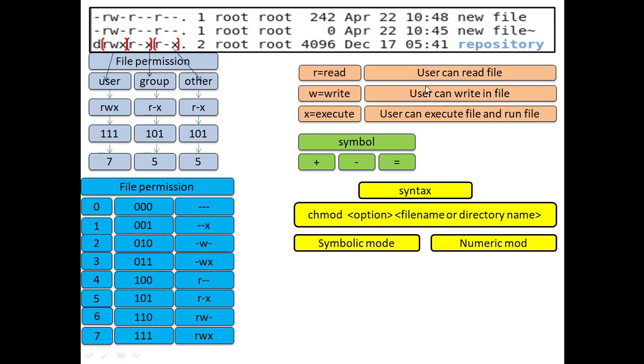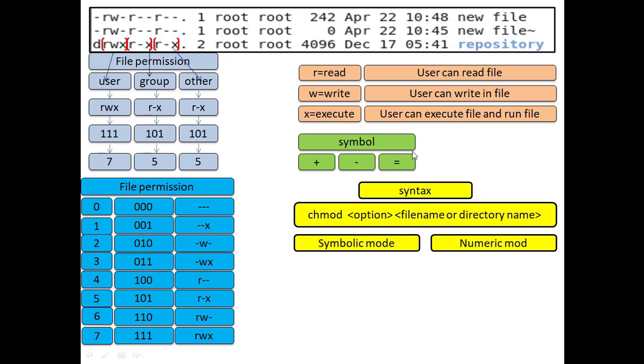R means read, the user can read all files. W means write, the user can write anything in the file. X means execute, the user can execute and run the file. If there is any script you want to run, you have to give execute permission to that user.